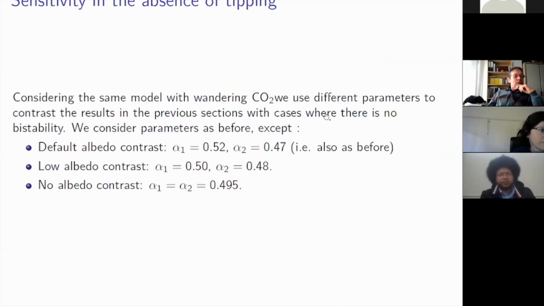let's get on to using the same model, but for slightly different parameters. We can explore the dependence of sensitivity on the presence or absence of tipping. We looked at three cases. One would be the default, as before. We could also consider a case where there is an albedo contrast, but it's only fairly small. And the third case is there's no albedo contrast.